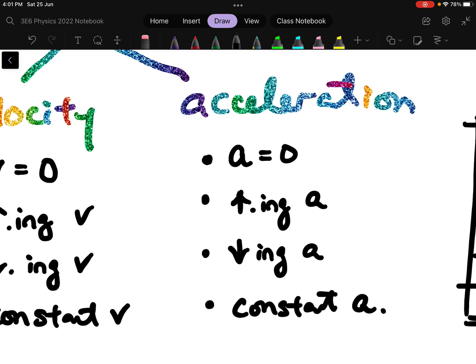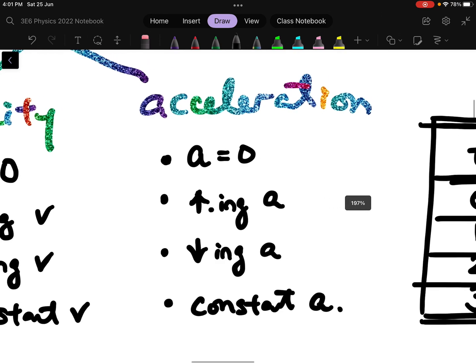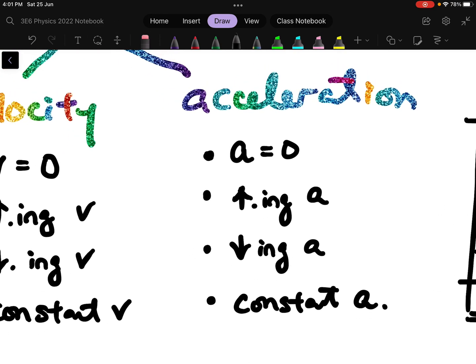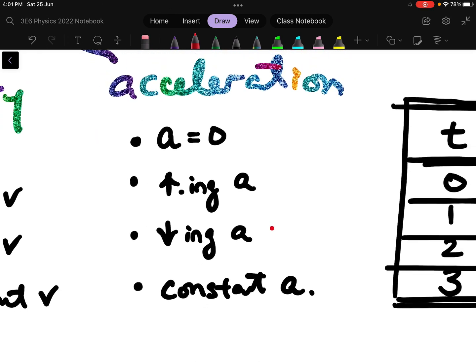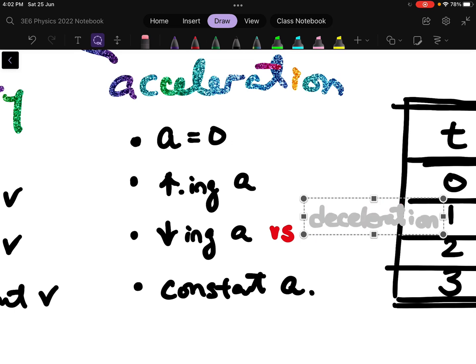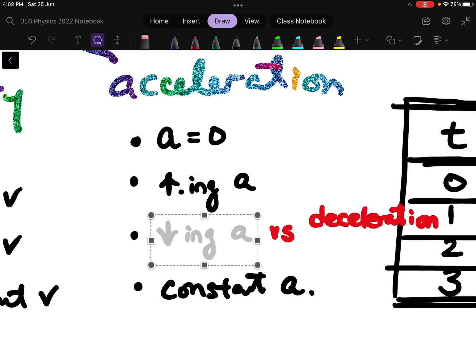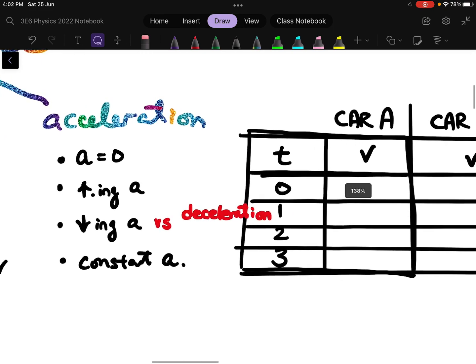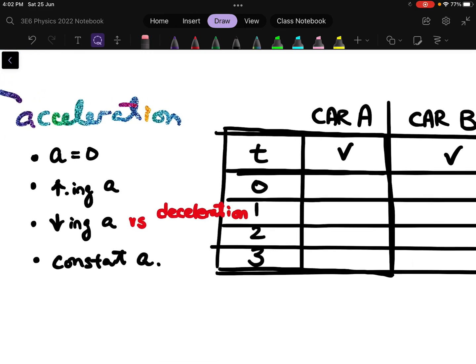So I will be giving you a very rough idea of what this means, especially decreasing a, because a lot of students tend to confuse decreasing acceleration with deceleration. So actually these two concepts, deceleration and decreasing acceleration, are different. They are completely different. So what I'm going to do is share with you one approach first on what they mean.